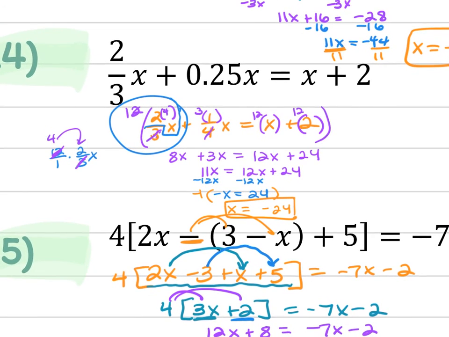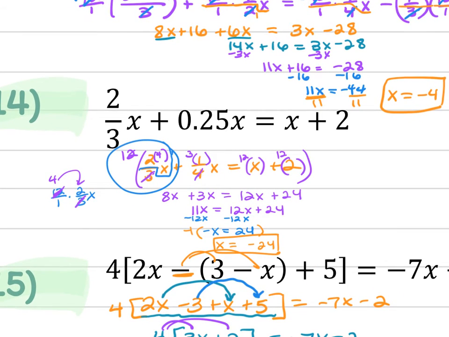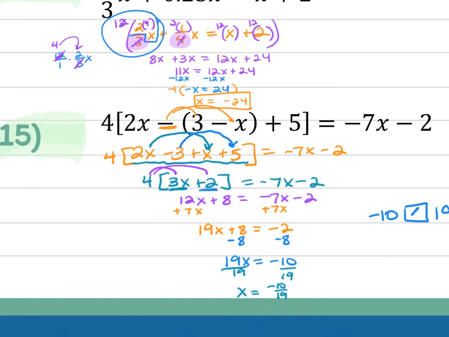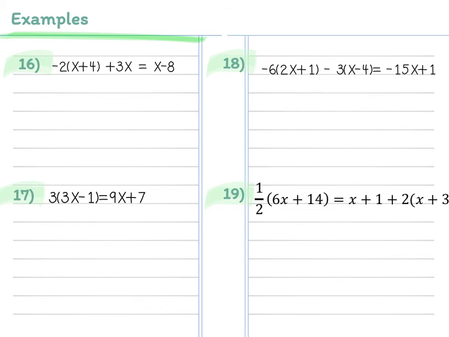Where did you get the 12? 12 is the least common denominator of the 3 and the 4. So I converted 0.25 into a fraction, right? And then I multiply by the least common denominator. You're welcome. The answer was 10 over 19.